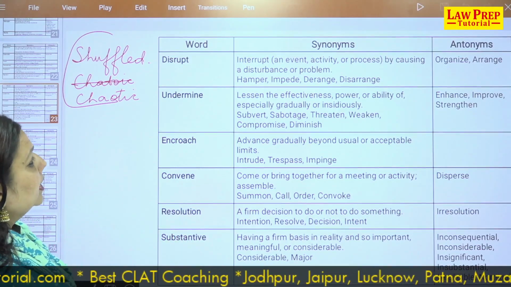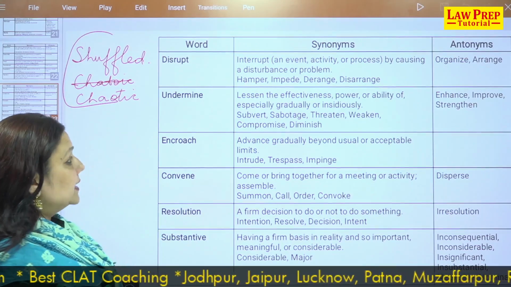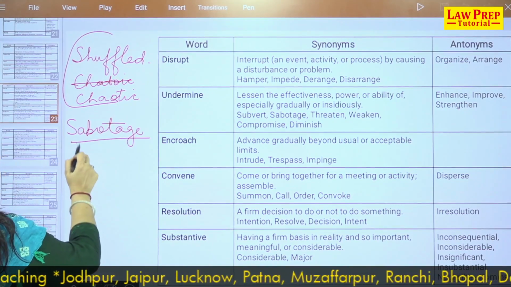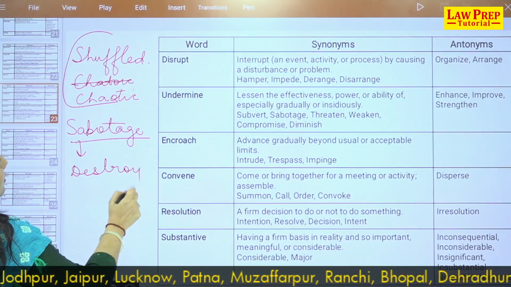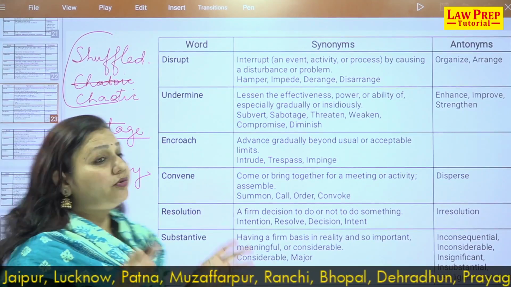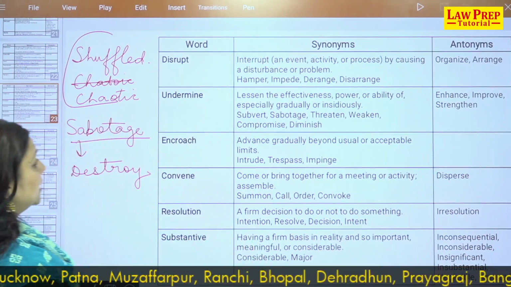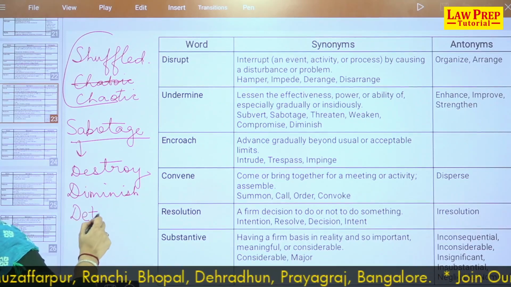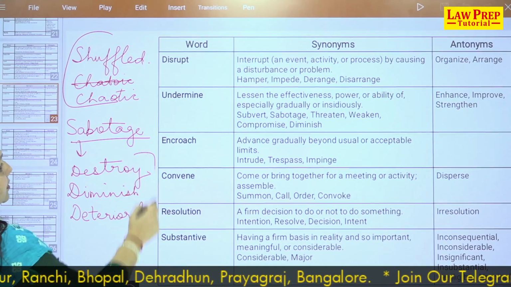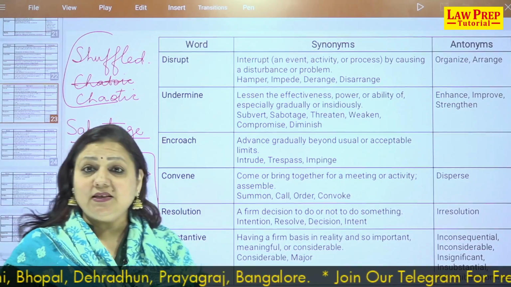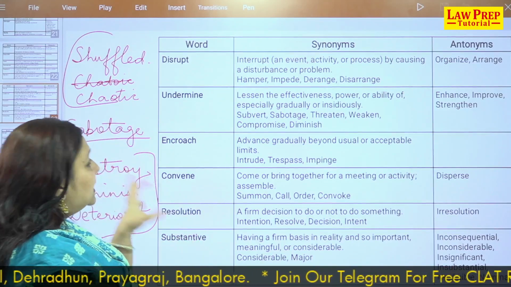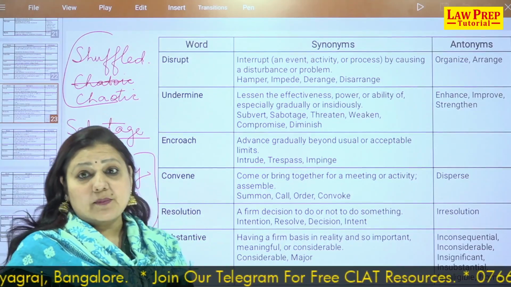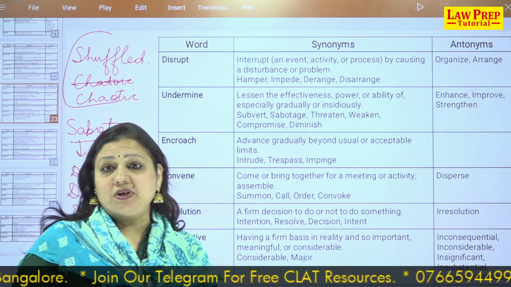Next word is undermine. Undermine is lessen the effect of something, make something less. Please note the word sabotage. Sabotage means to destroy something, completely remove, threaten or weaken that thing. Don't allow that thing to happen. You diminish that thing. You deteriorate that thing. Right? You make it into pieces, making a mincemeat and weaken that thing. You hamper that thing. It's all in a negative scenario. You lessen the effect, power of ability or something. It's an insidious thing. It's a subvert. It's a sabotage. It's threaten or weaken, compromise or diminish something, make something less.